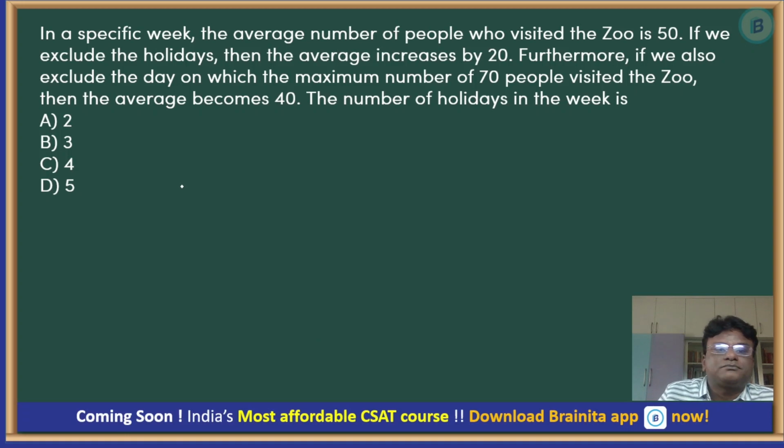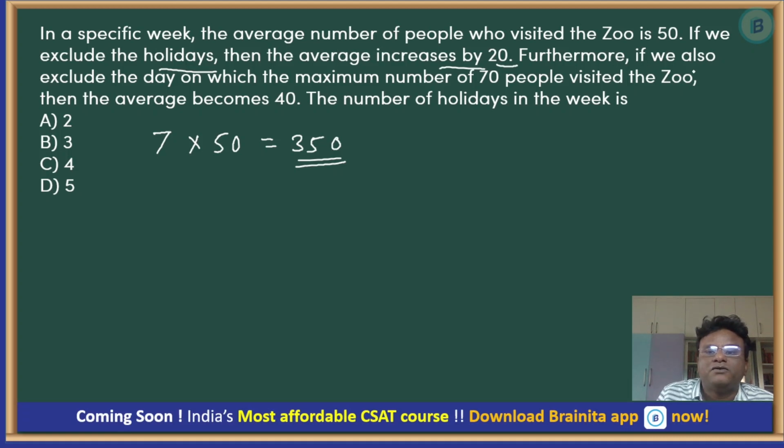Okay, in a specific week, the average number of people who visited the zoo is 50. So we know that there are 7 days in a week and the average number is 50. So the total number of people who visited the zoo in a week is 350. If we exclude the holidays, then the average increases by 20. Furthermore, if we also exclude the day on which the maximum number of 70 people visited, the average becomes 40. The number of holidays in a week is.